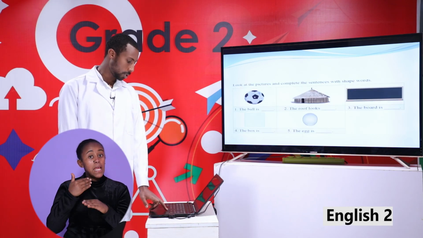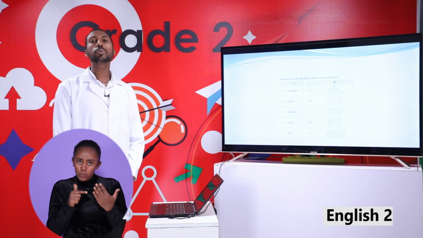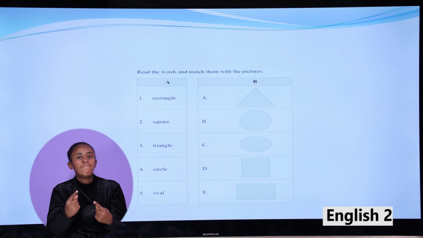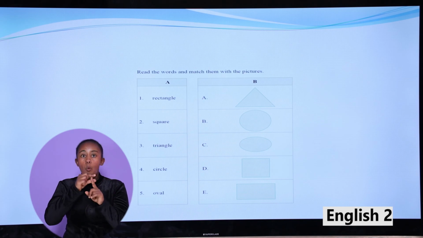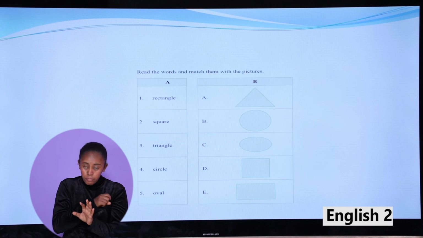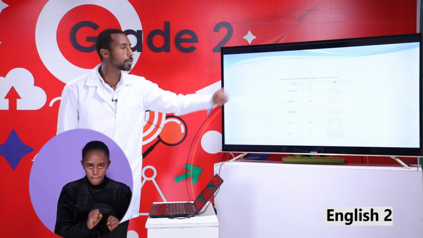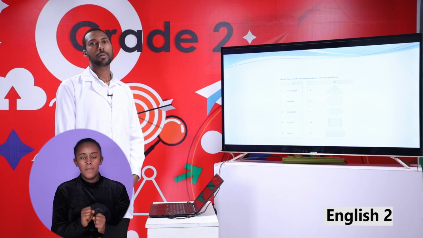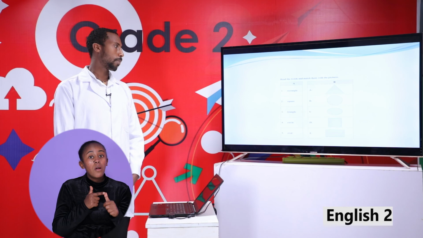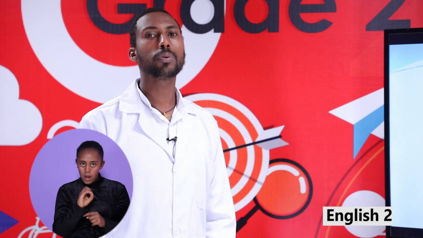Okay, students. Let us go to the next point. This is your summary activity. So, you have to try to do this activity at home. Let me read the question and I finish my lesson. The instruction says, read the words and match them with the picture. Under column A, there are shape words, and under column B, there are shapes. So, you have to match the shape words into the shape. Number one, rectangle. Number two, square. Number three, triangle. Number four, circle. Number five, oval. Students, please try to do this question at home.